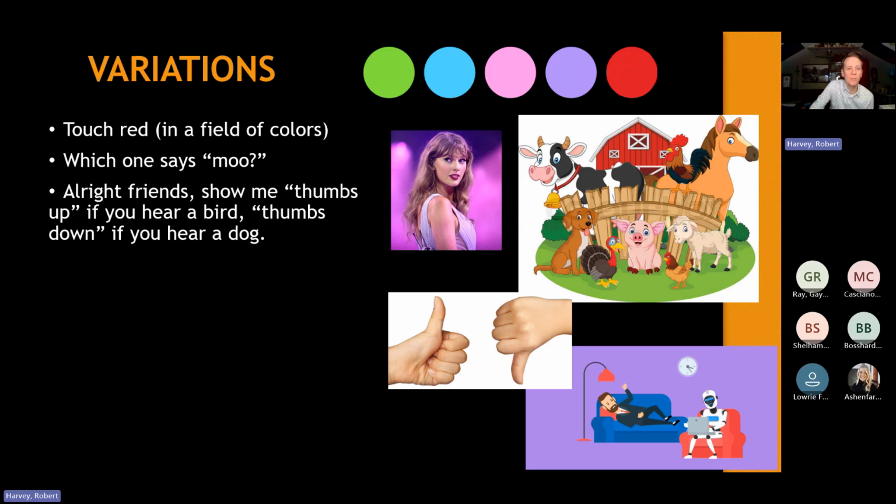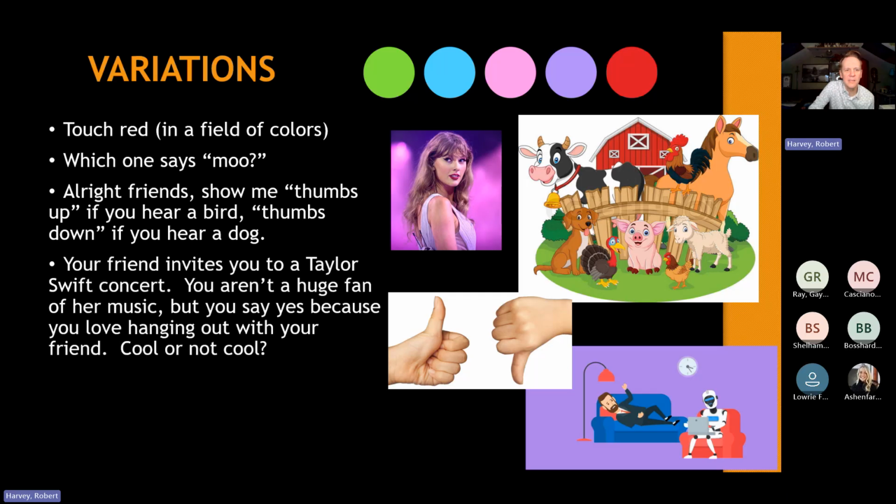Okay, you could do the thing that I showed you before. All right, friends, show me thumbs up if you hear a bird, thumbs down if you hear a dog, and you play them a sound. So you could do group instruction with multiple responses. Okay, you could do a cool or not cool kind of thing.